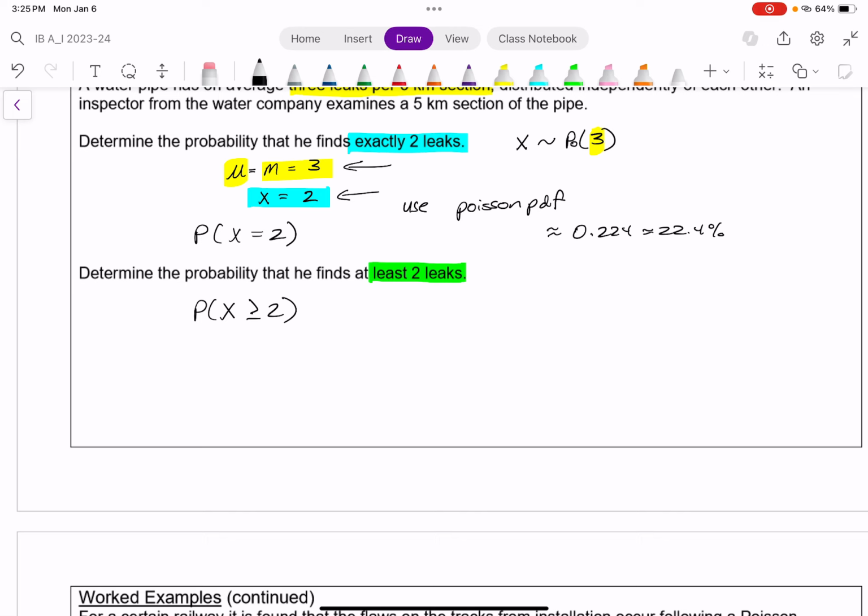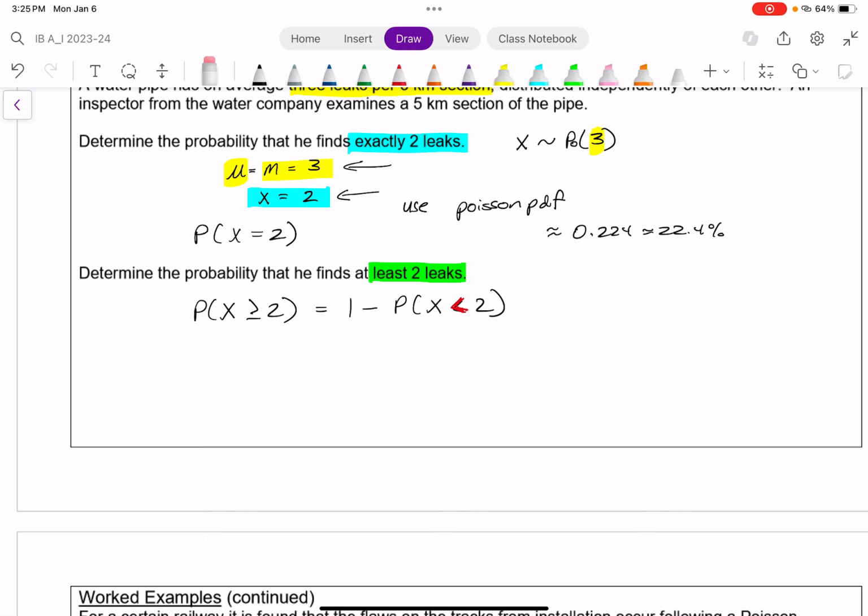Now, most calculators don't have the ability to calculate this directly. They can only show where something is less than. So, well, that's not a big deal. I can say this is the same as 1 minus the probability of x being less than 2. However, for example, in the TI-84, if we use the Poisson cumulative distribution function, it is going to be showing us where it's less than or equal to. I don't want that less than or equal to. I want just less than 2.